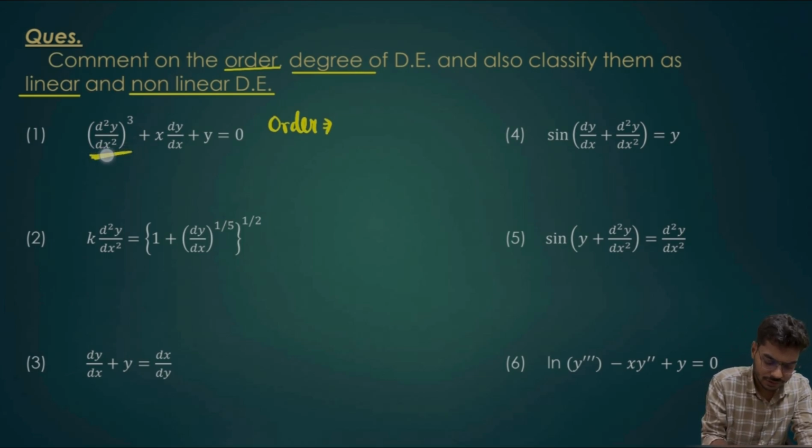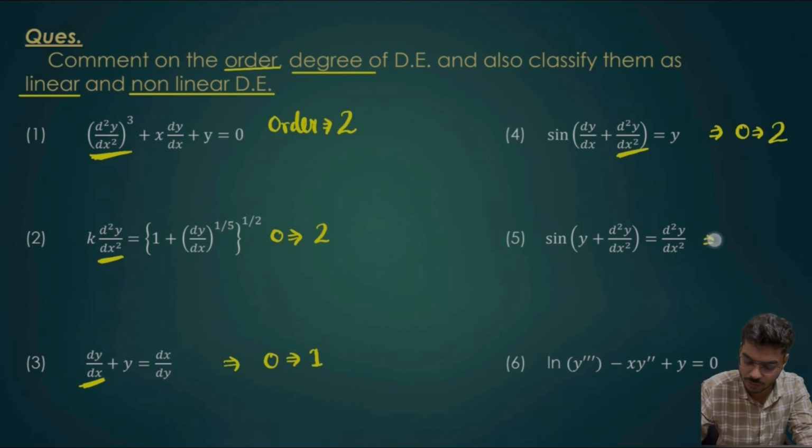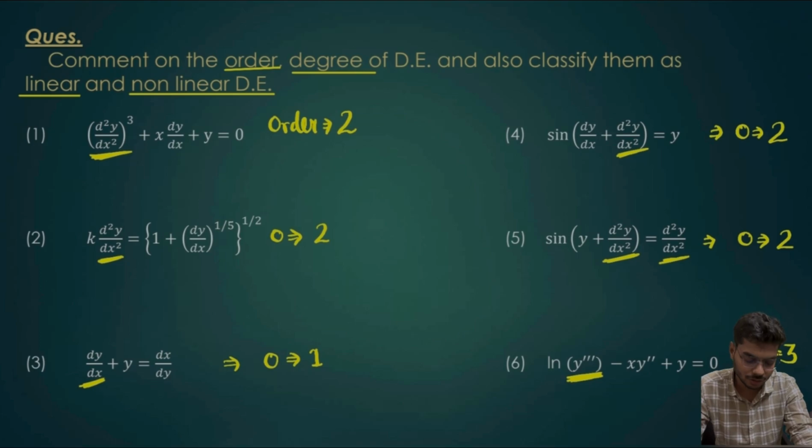First one, the highest derivative is 2, so the order is 2. The second one, again the highest derivative is 2, I can say the order is 2. Here we have a single derivative, again the order is 1. Here we have a double derivative, so the order is 2. By looking at the questions, we can directly comment what should be the order, what should be the degree. Here we have a double derivative, right? The order will be 2. Here we have a triple derivative, the order will be 3. So by looking at the question directly, we can comment on the order and the degree.